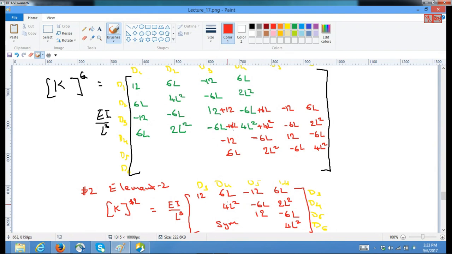Then this is 4L square that comes here. Then minus 6L will come here. 2L square will come here. Similarly, because of symmetry, this is minus 12, which will go here. Minus 6L will be here because of symmetry. 12 goes here. Minus 6L is here.